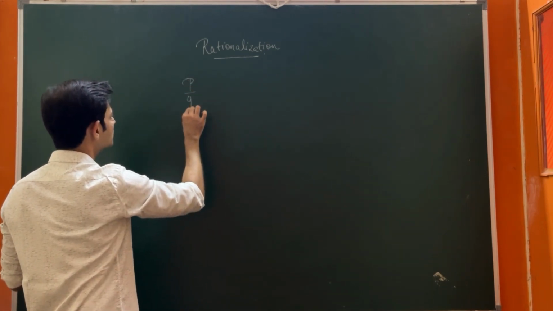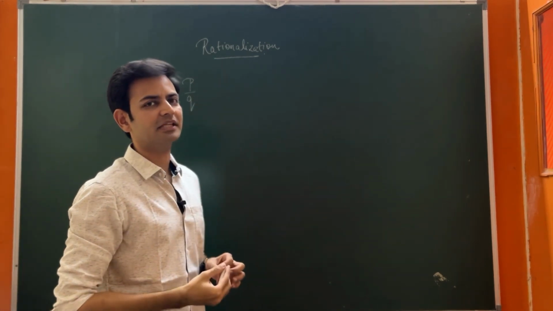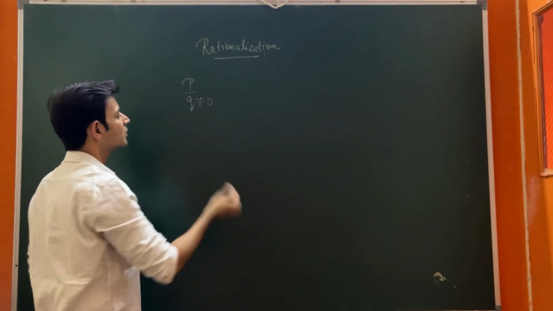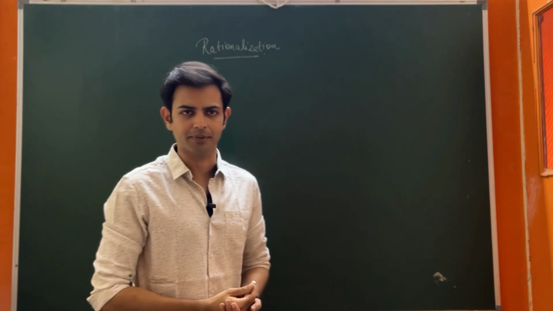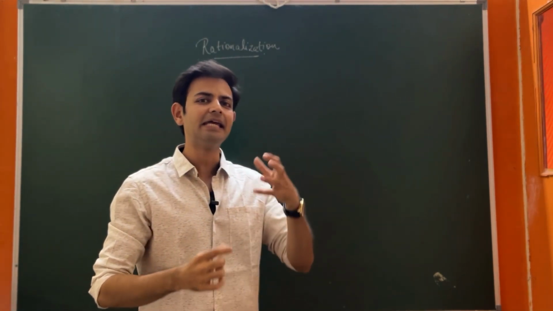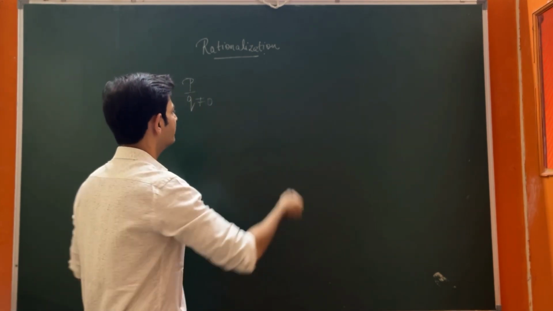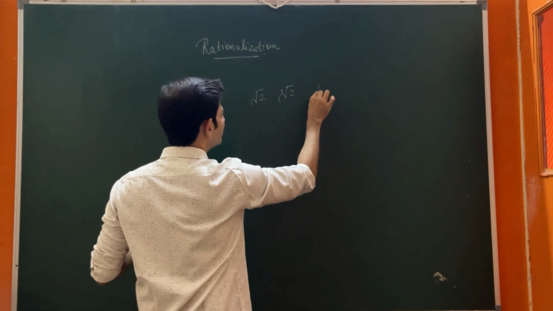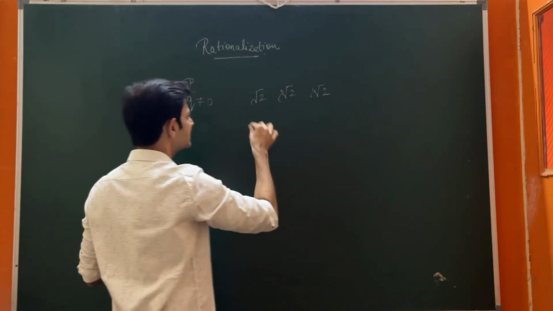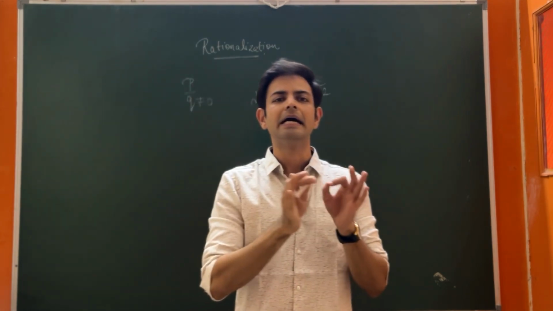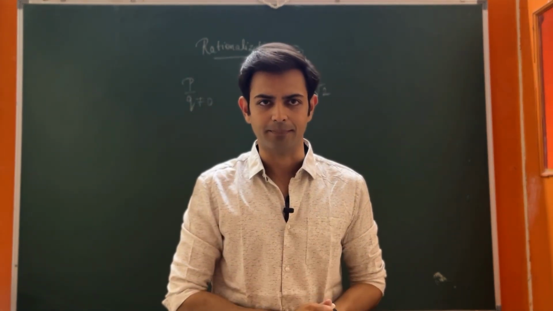By the definition of a rational number, any number in the form of p by q, where q is not equal to 0, is a rational number. An irrational number is something which has any kind of root on it, for example root 2, cube root of 2, or fourth root of 2. Anything which has got a root kind of power is called an irrational number.